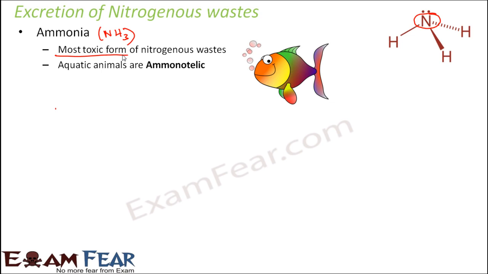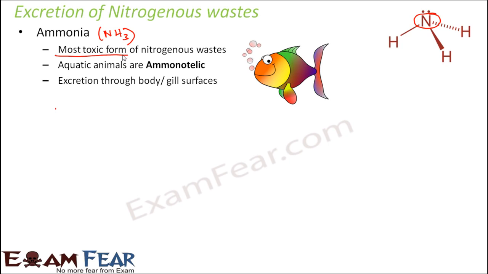It is generally present in aquatic animals like the aquatic amphibians or the fishes. That is why these animals are known as ammonotelic, and this process of excretion of ammonia is called ammonotelism. Excretion through body or gill surfaces. These aquatic animals generally have gills to survive in water, so the removal of ammonia takes place through the gill surfaces.